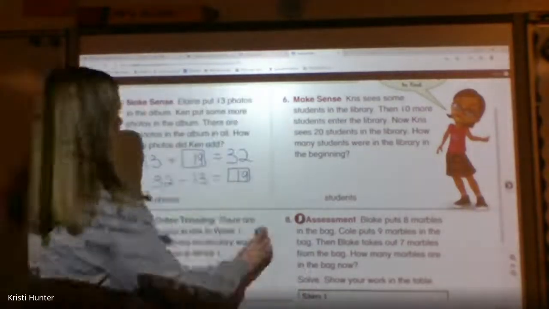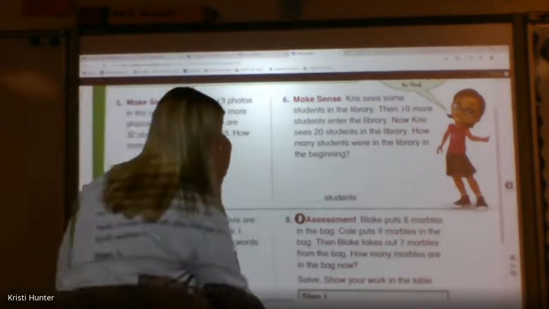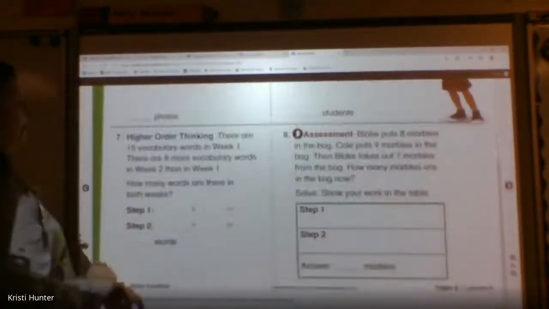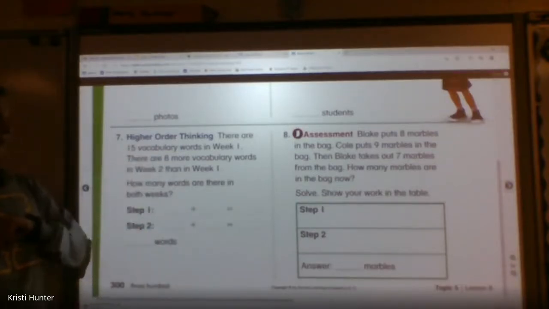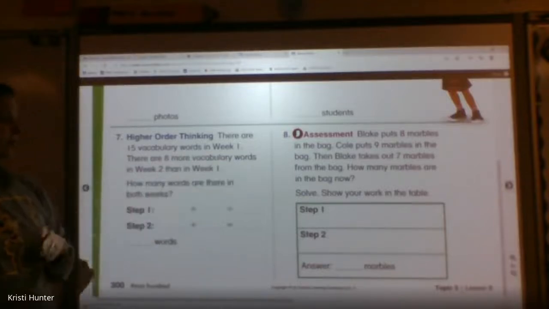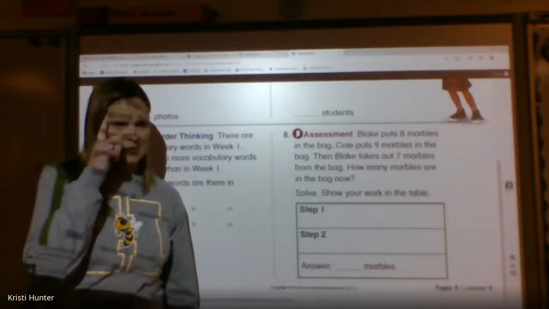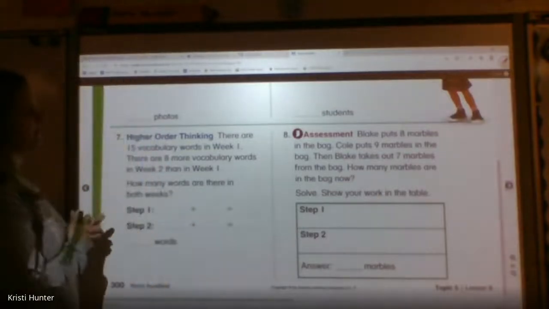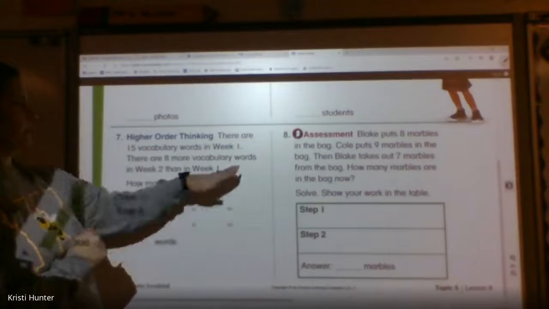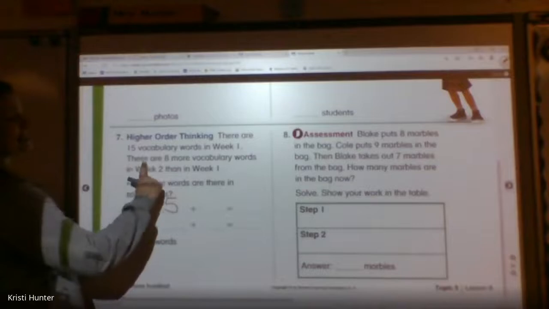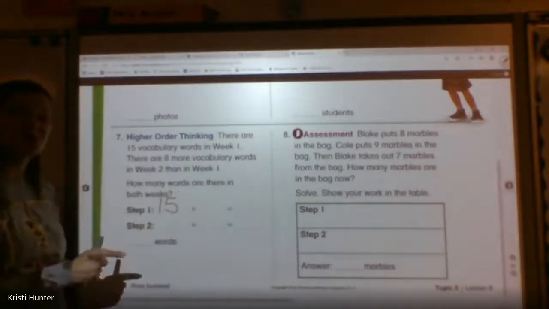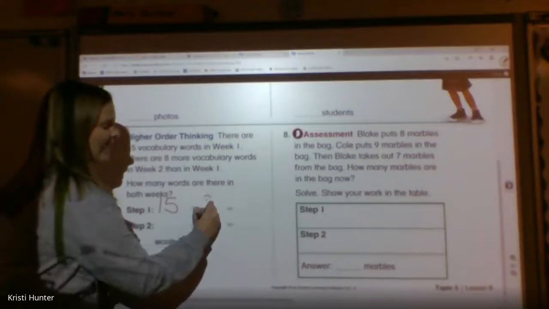Let's look at one more example here, one of these two-step problems. How about this one, number 7? There are 15 vocabulary words in week 1. There are 8 more vocabulary words in week 2. How many words are there in both weeks? Ooh, this requires a little bit of thinking. So that's why I picked this one, so we can talk about it a little bit. There are 15 in week 1, so I know 15. But it says there are 8 more in week 2 than week 1. So that means I've got to add 8.